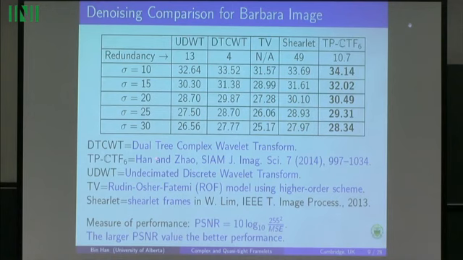And for the denoising problem, people not only use the discrete wavelet transform, they actually use the undecimated discrete wavelet transform. So basically they don't do the down sample by 2. You are going to see this indeed is a framelet approach with a high redundancy. And there's also another famous approach using the total variation, the Rudin-Osher-Fatemi (ROF) model using high order schemes. And also they have some shearlet and curvelet approaches.